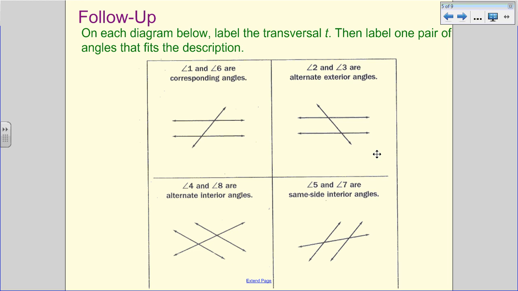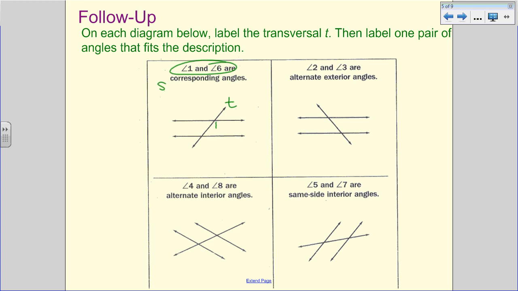The follow-up. In the diagram below, label the transversal T, then label one pair of angles that fits the description. So we have a transversal T. I'm going to label this. The transversal is the line that cuts the other two lines. All right, I need 1 and 6 to be corresponding. That means angle 1 and 6 need to be in the same position. I can put them wherever I want. This is kind of like a blank slate. So what I'm going to do is put angle 1 here.